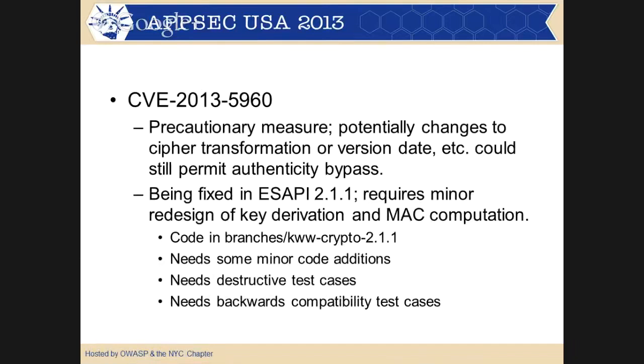The code is out there right now. It's not complete, under the branch KWW-crypto-2.1.1, and it still needs a little bit of minor code changes. Especially, I need to write some destructive test cases and ensure backward compatibility, being able to decrypt stuff from earlier versions of ESAPI, before I push it out. But I'm hoping that it will be done by the end of the year.